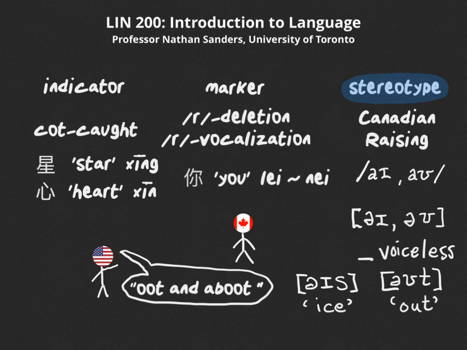For example, Americans will often say that Canadians say oot and aboot, even though that isn't technically how they pronounce it. As with most things we've discussed in linguistics, this three-way distinction is not always completely clear-cut. Some indicators may be markers for some speakers or in some communities, and similarly some markers may rise to the level of stereotype.